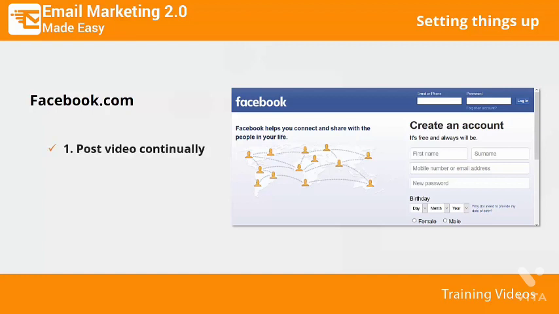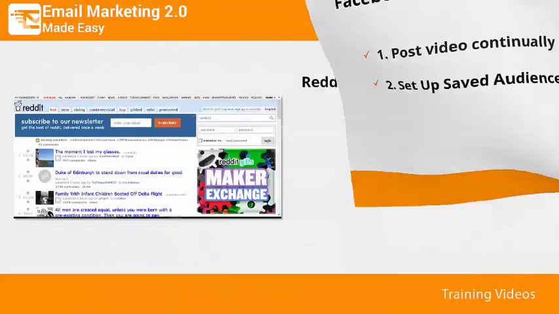1. Post video continually. In social media, video posts are preferred. It has huge reach in different industries. All you need to have is good lighting and a smartphone. 2. Set up saved audiences. For targeting a specific niche, use saved audiences. It's really convenient. Custom audiences can be created based on set parameters, which allows you to advertise to specific groups, thus making sure your content goes to the right target.